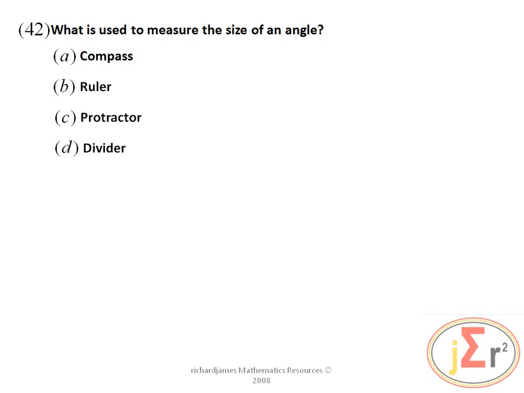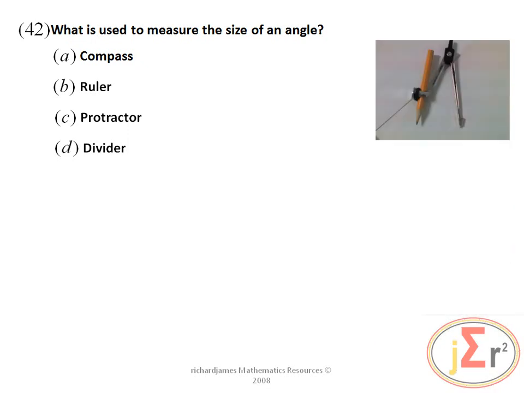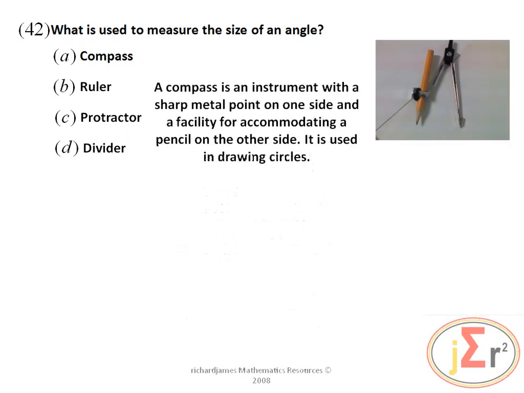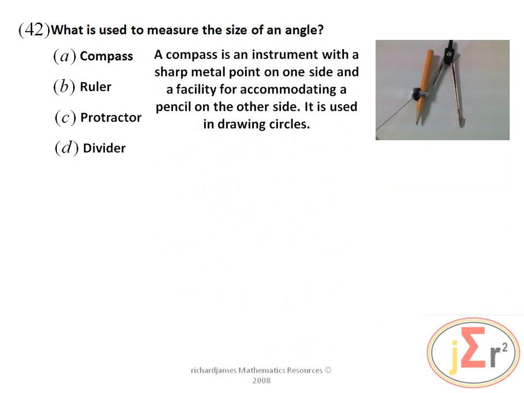What is used to measure the size of an angle? Our first option is compass. A pair of compass is an instrument with a sharp metal point on one side and a facility for accommodating a pencil on the other side. It is used in drawing circles.